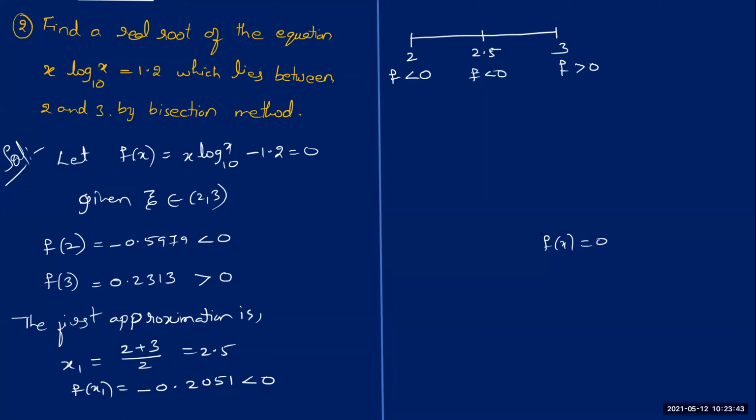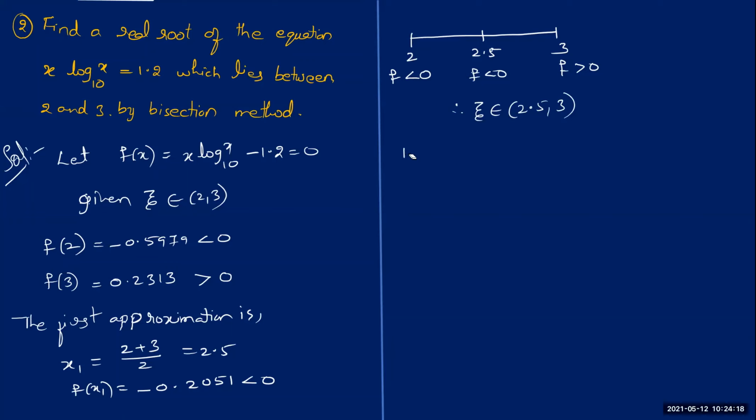right? As we know, there will always be a root in an interval where the function values at the end points are of opposite signs. If you look at 2 and 2.5, at these 2 points, the function values are of the same sign. Both are negative. But at 2.5 and 3, the function values are of opposite signs. Therefore, you can say the root lies between 2.5 and 3. Right? Now we get a new interval.